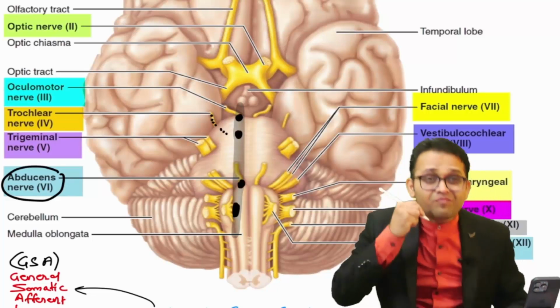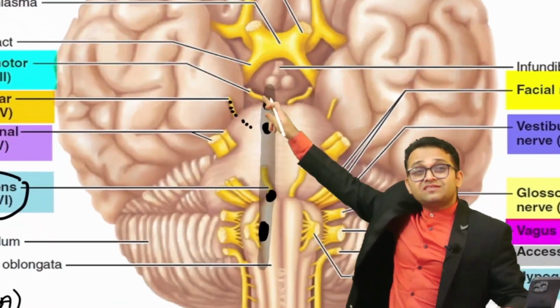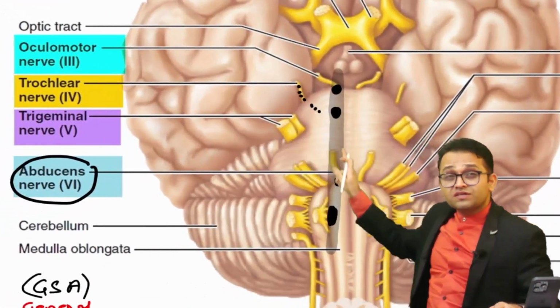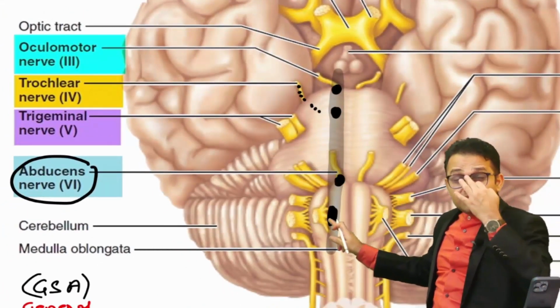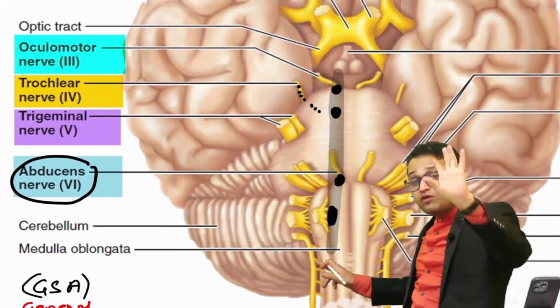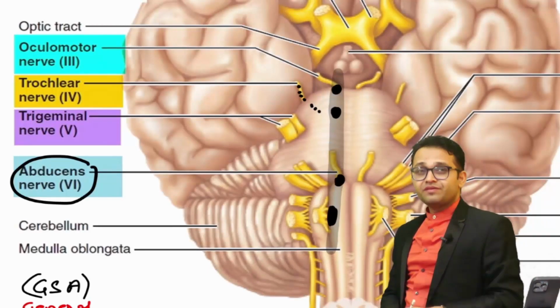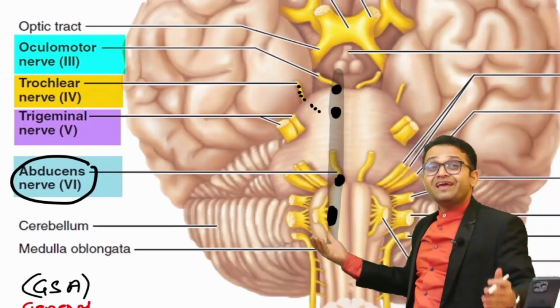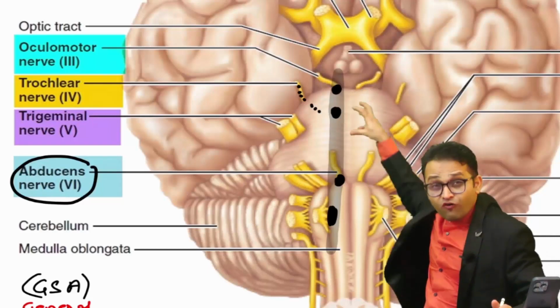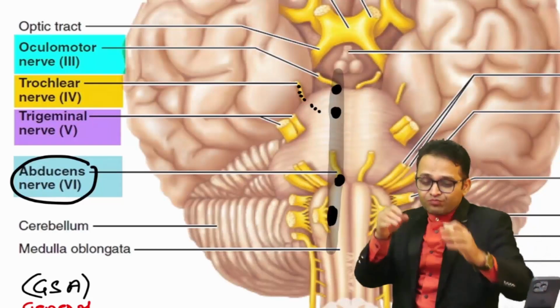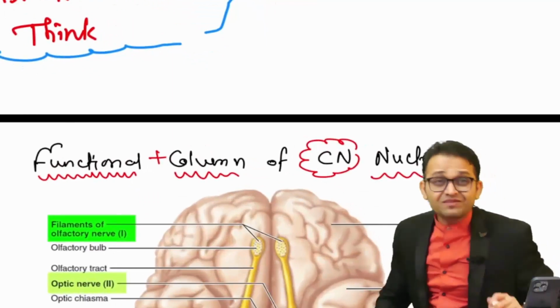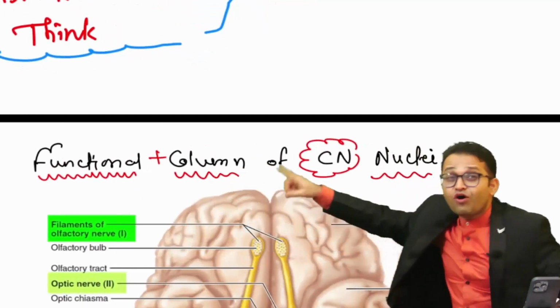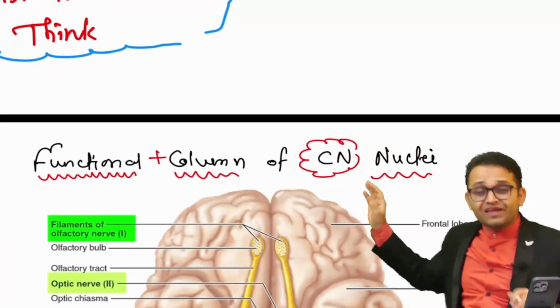Sir, that is exactly our topic. These 3rd, 4th, 6th, 12th are showing the same kind of function. Functional. These are arranged in the same column. Functional column. Yes, these are the nuclei of the cranial nerves. So what is the name of the topic? Sir, the topic name is the functional column of cranial nerve nuclei.